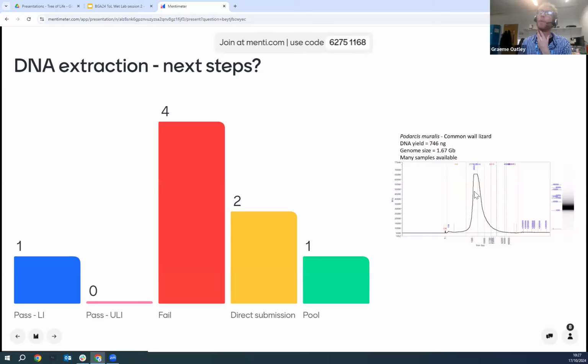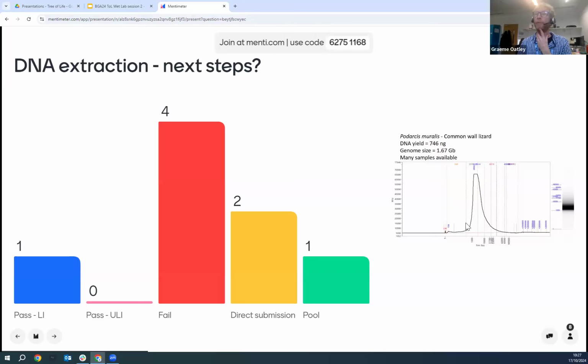What we could potentially do if something was under 1 gig is to spry out or clean up this low molecular weight DNA and be left with some high molecular weight DNA, which we could then put forward for an ultra low input fragmentation. Unfortunately, I don't think direct submission would necessarily work.